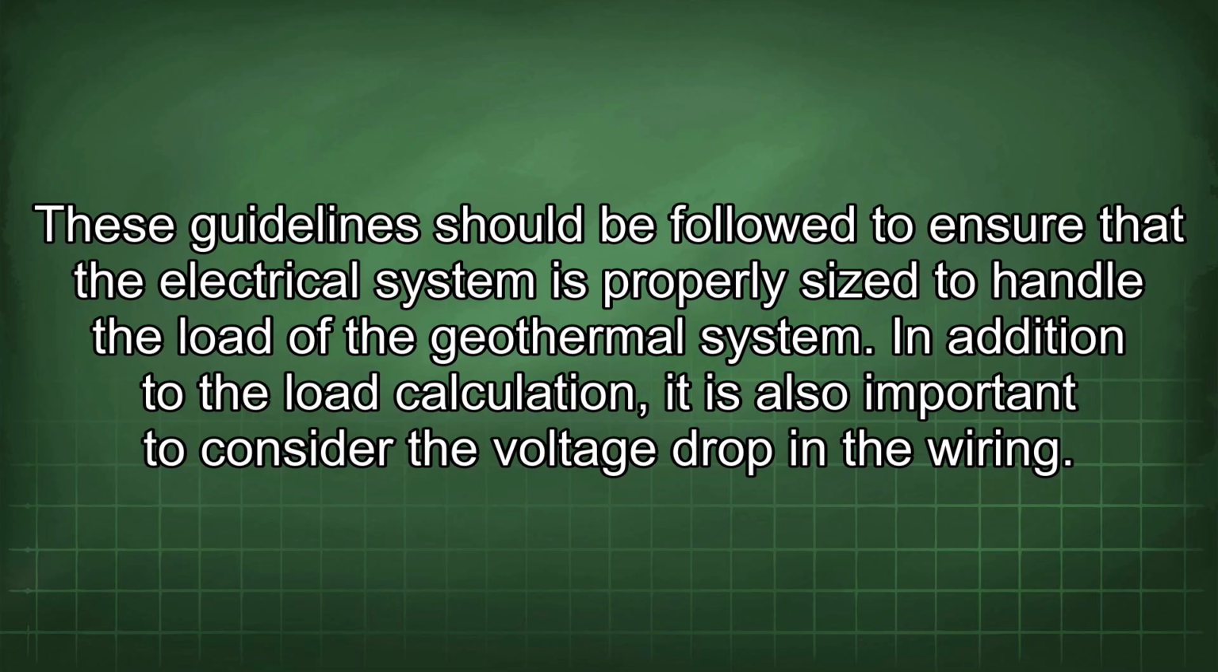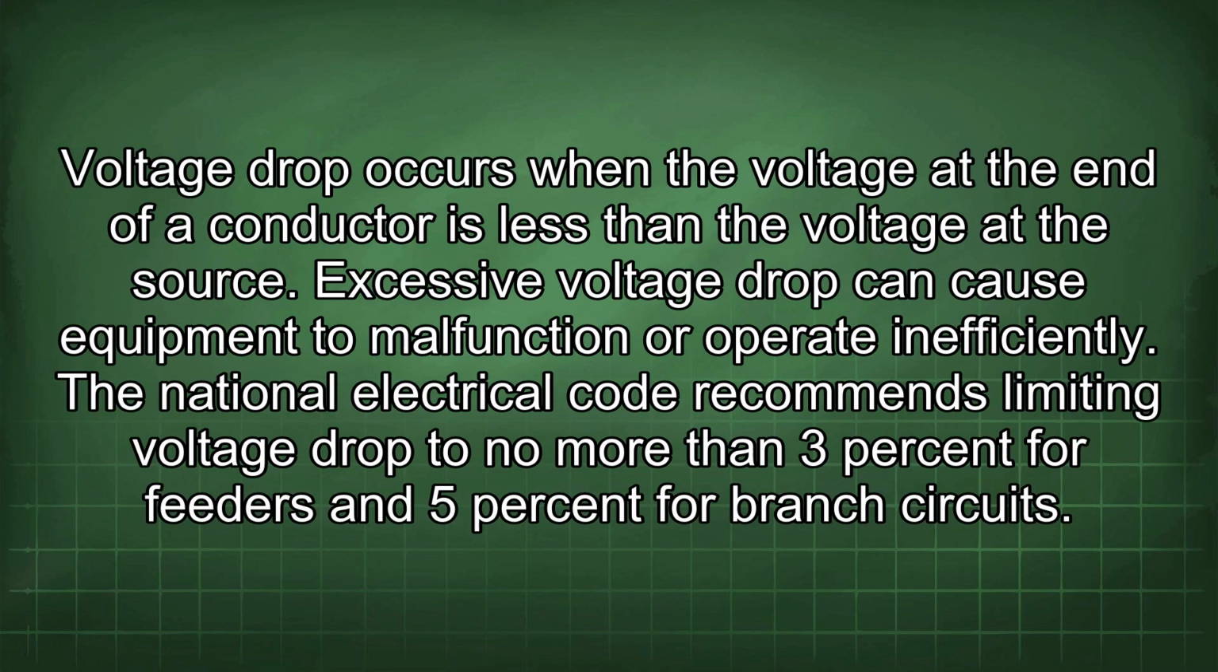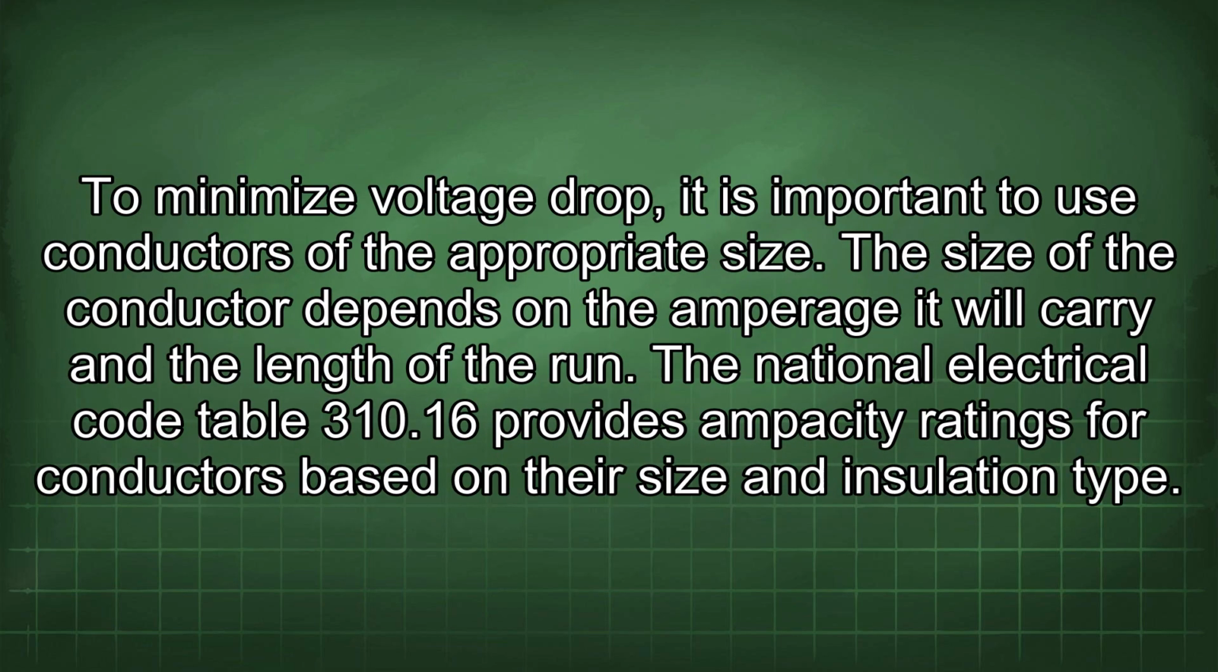These guidelines should be followed to ensure that the electrical system is properly sized to handle the load of the geothermal system. In addition to the load calculation, it is also important to consider the voltage drop in the wiring. Voltage drop occurs when the voltage at the end of a conductor is less than the voltage at the source. Excessive voltage drop can cause equipment to malfunction or operate inefficiently. The National Electrical Code recommends limiting voltage drop to no more than 3% for feeders and 5% for branch circuits. To minimize voltage drop, it is important to use conductors of the appropriate size. The size of the conductor depends on the amperage it will carry and the length of the run.